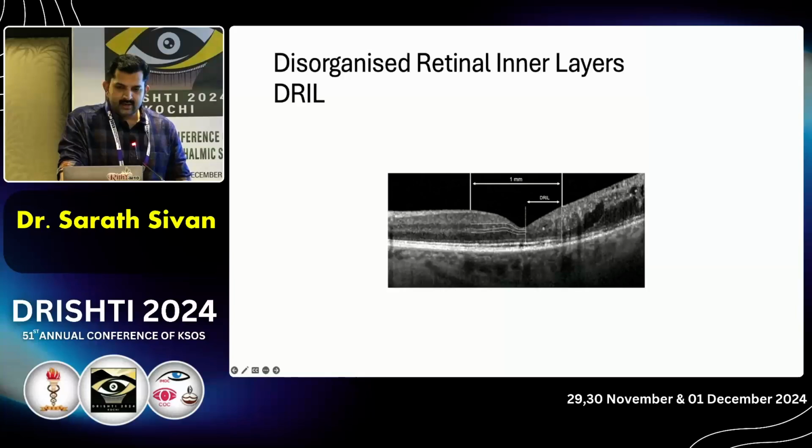Disorganized retinal inner layers, or DRIL, is a negative biomarker for visual prognosis. This indicates that there is macular ischemia. In OCT, DRIL can be identified when there isn't a clear demarcation between the retinal layers. The presence of DRIL indicates a poor visual prognosis to the treatment.